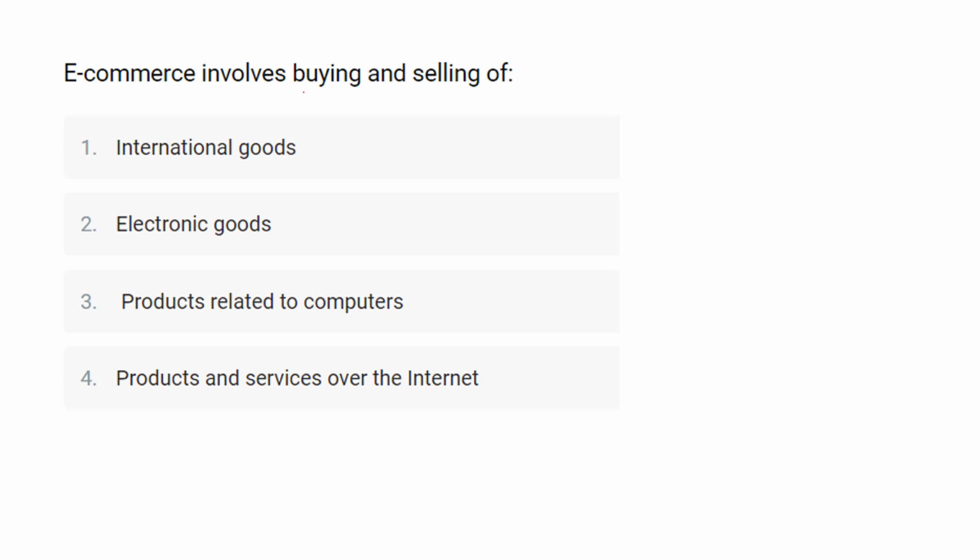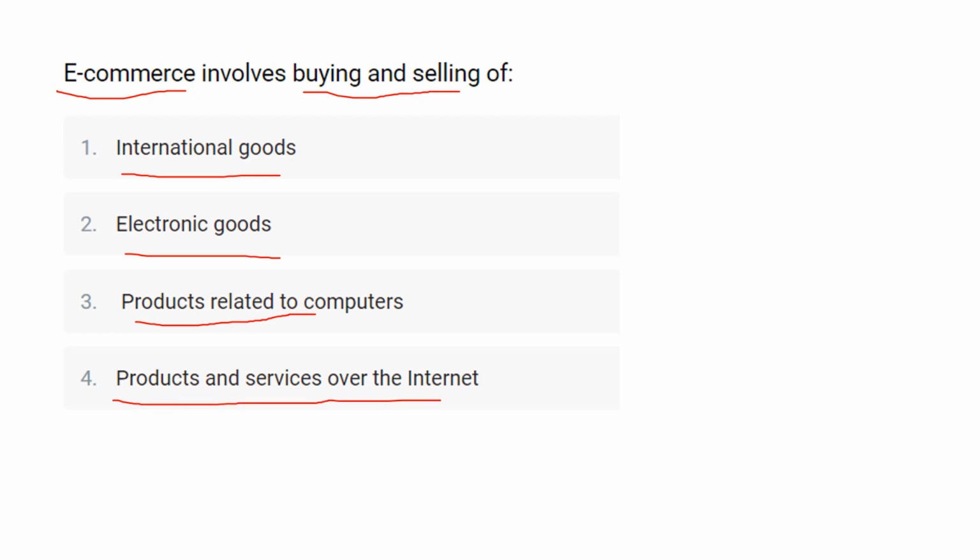E-commerce involves buying and selling of. So here in this question they ask you about e-commerce. The first option is international goods, second one is electronic goods, third one is products related to computers, and the last one is products and services over the internet. Whenever we are talking about e-commerce, it refers to the process of buying and selling of products or services over the internet. Online shopping has become increasingly popular because of the speed and ease of use for customers. E-business activities such as selling online can be directed at customers or other businesses. So when we are talking about e-commerce, we are talking about online shopping.